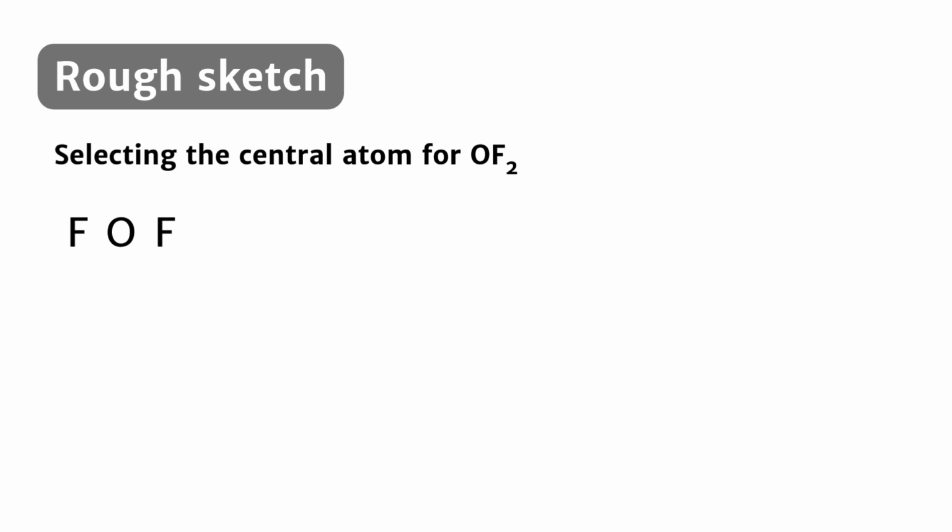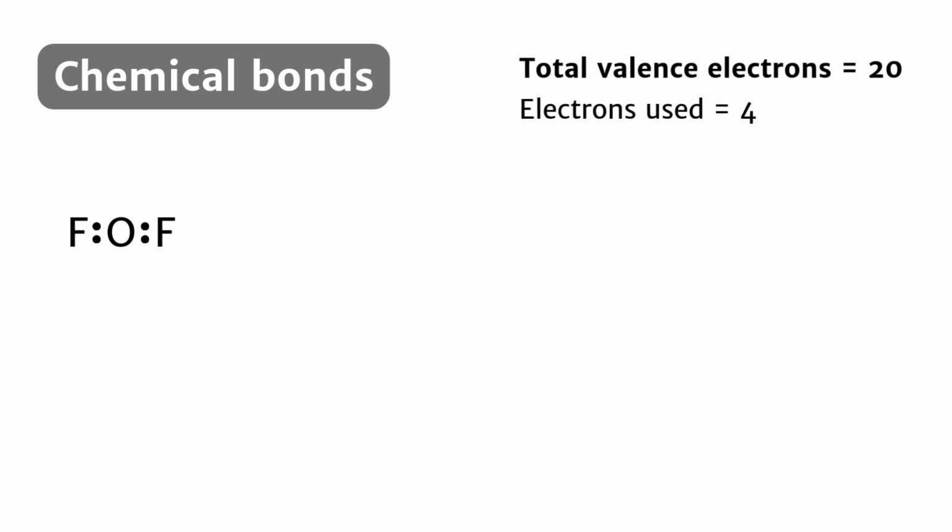2 electrons represent a single chemical bond. Therefore, we will place 2 electrons between oxygen and each fluorine atom. In this way, we use 4 electrons to represent 2 chemical bonds. Since we calculated a total of 20 valence electrons earlier, using 4 for these bonds leaves us with 16 unutilized electrons.